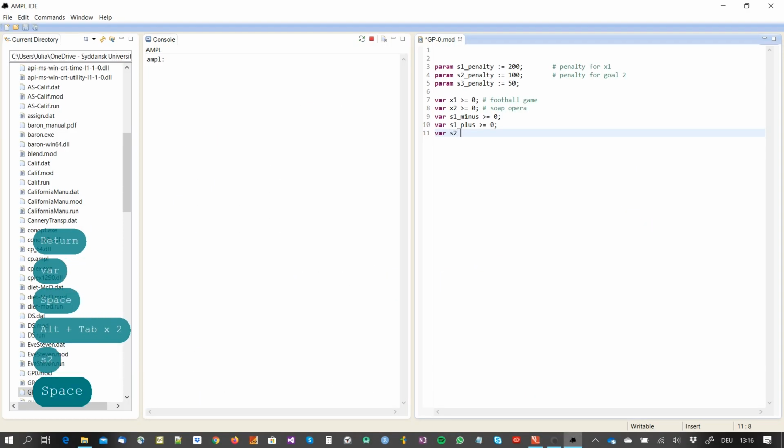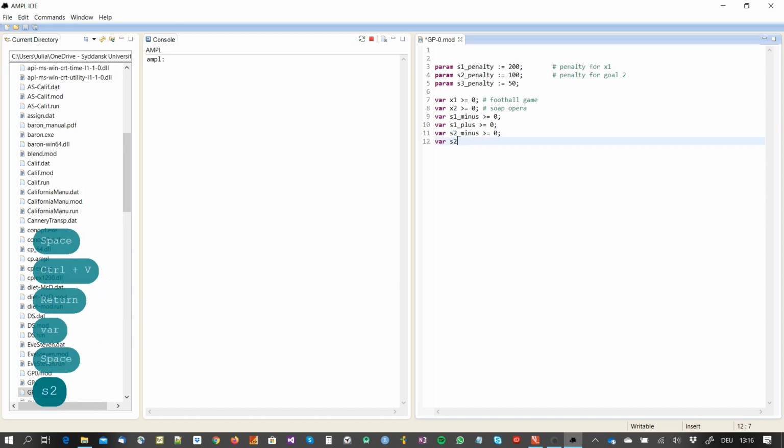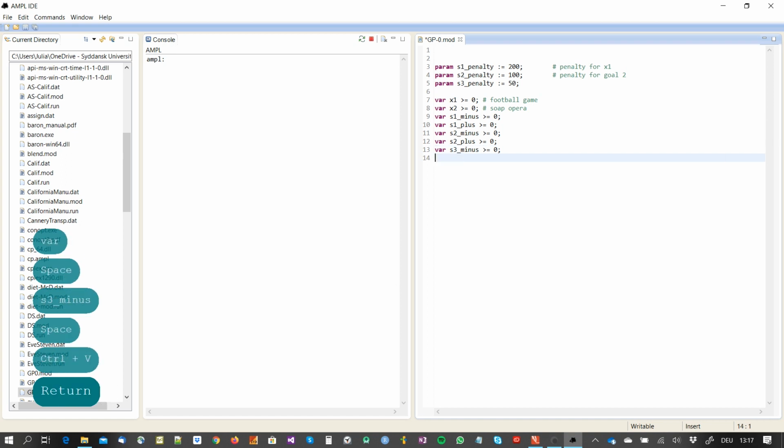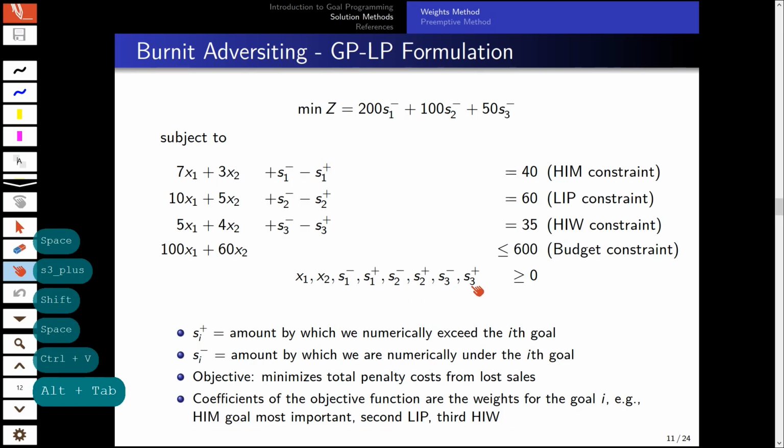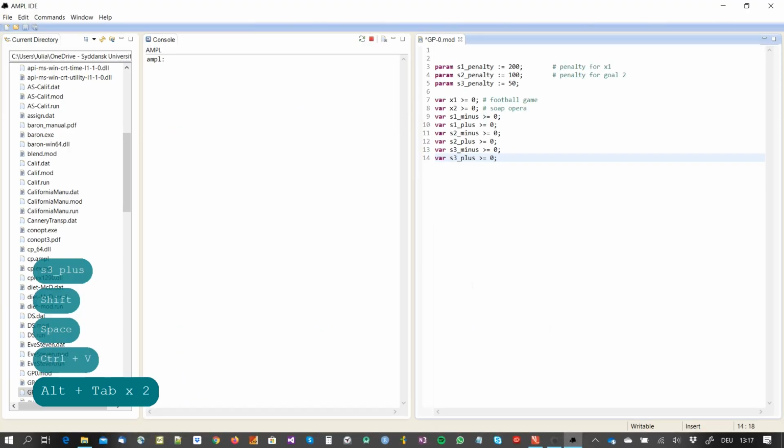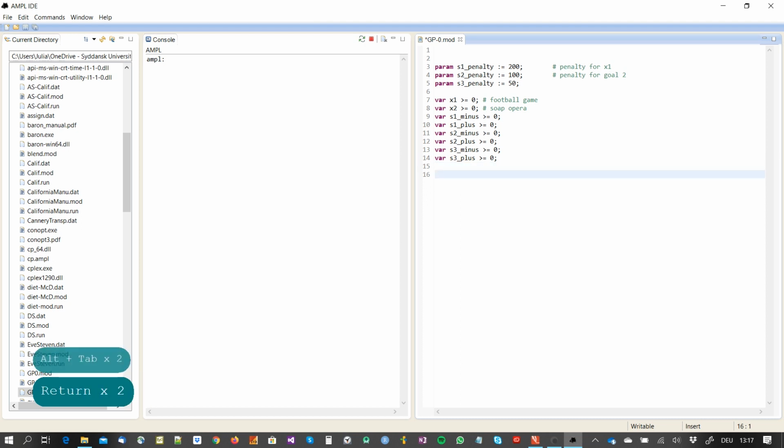So we have S2 minus, S2 plus, S3 minus and S3 plus. Now I'm checking. So these were the derivational variables, and this is all that we need right now with respect to the parameters and variables.